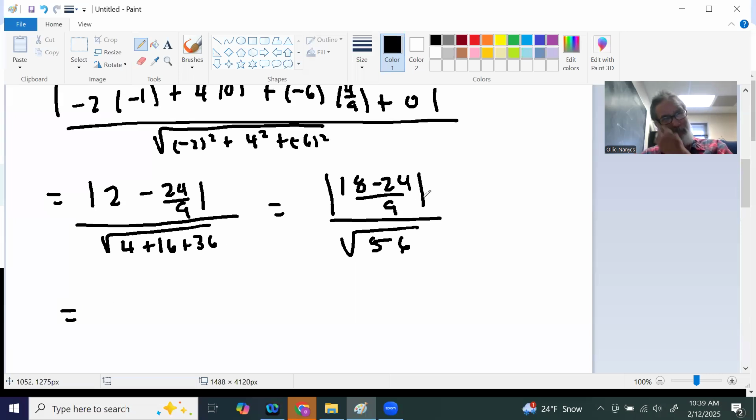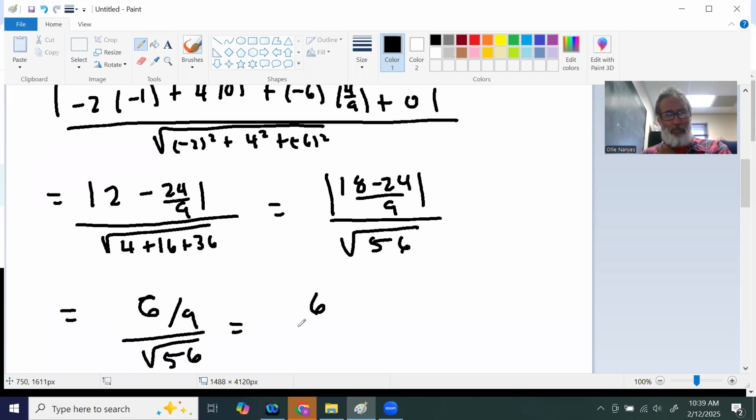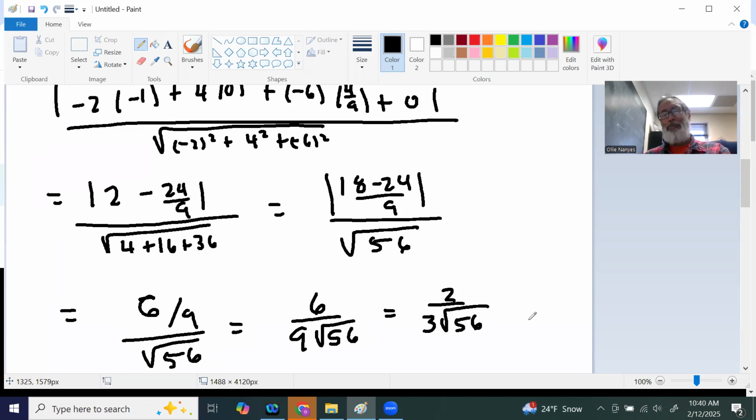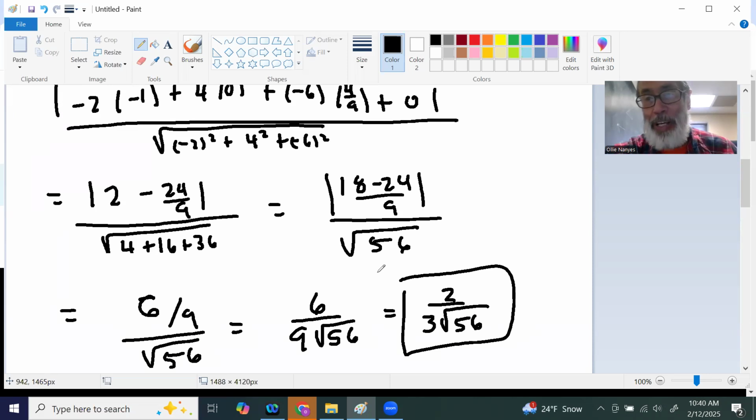And we get 6 over 9 over the square root of 56, which you can pretty up a little bit. You divide by 3, it's 2/3. And you can do a bit more with that. But that's using the distance formula that we had in class.